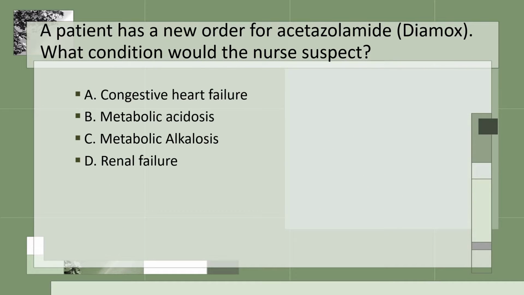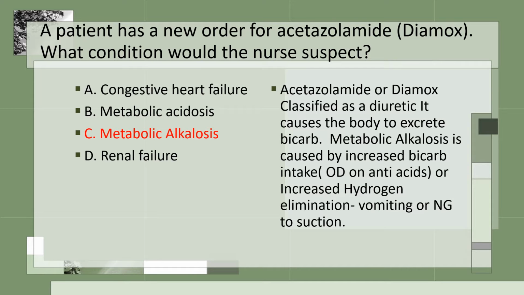In this slide, we're trying to figure out why a patient would receive acetazolamide. So the nurse would suspect that the patient has metabolic alkalosis. Acetazolamide, or Diamox, is classified as a diuretic. It causes the body to excrete bicarb. Metabolic alkalosis is caused by increased bicarb intake, which would be an OD on antacids, or increased hydrogen elimination, which would be vomiting or NG dissection.